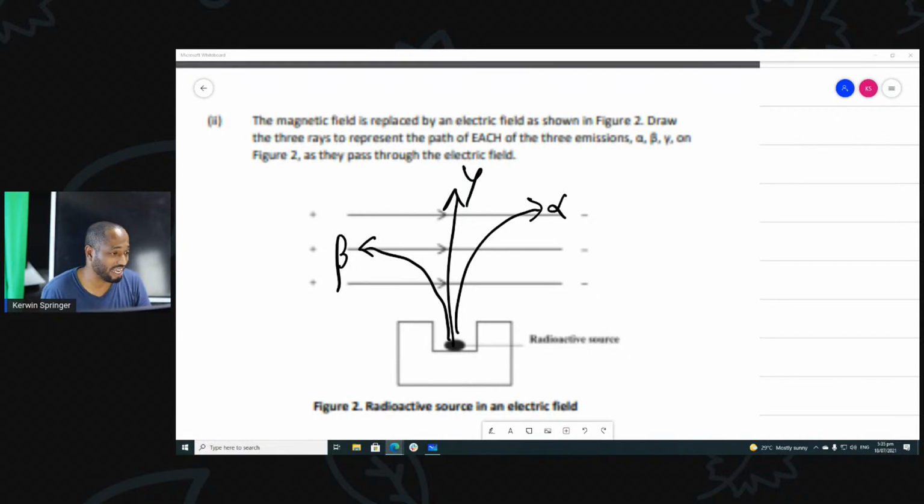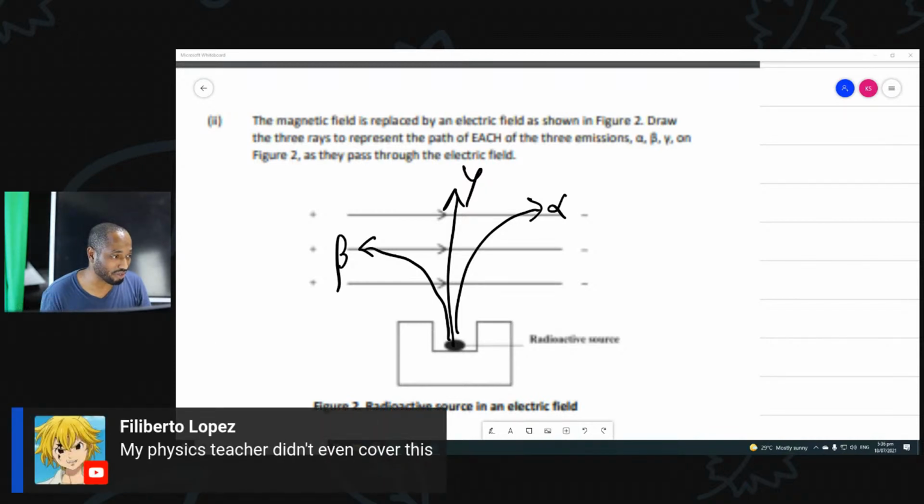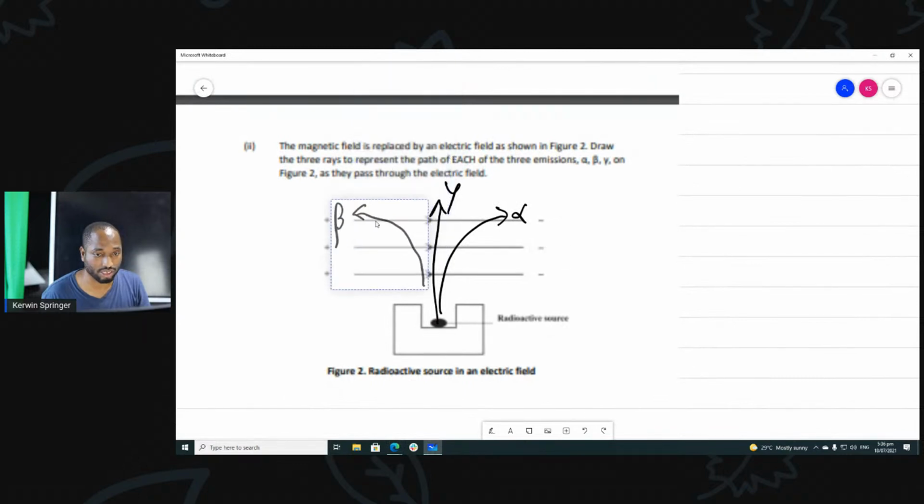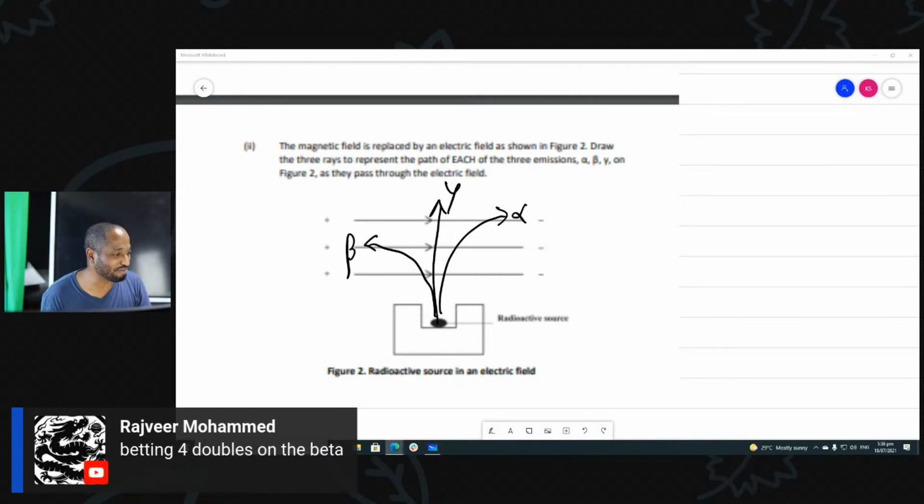You're catching on now, you're feeling that. That's what I'm feeling. My physics teacher didn't even cover this. Well, yeah, it could come. Okay, next question. Hey, you could hold that whole thing and move it. Very interesting. Betting for beta. If this man is willing to bet, well, then it has to be beta.